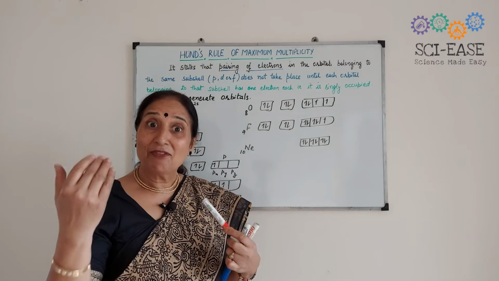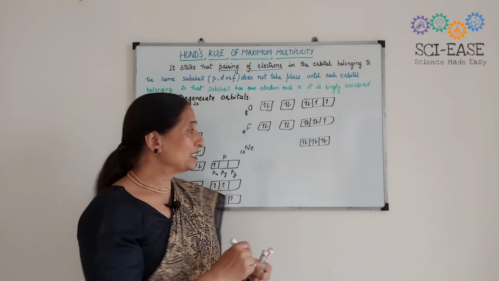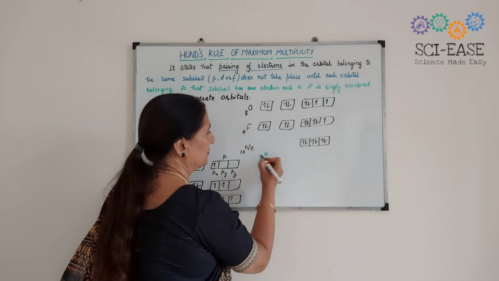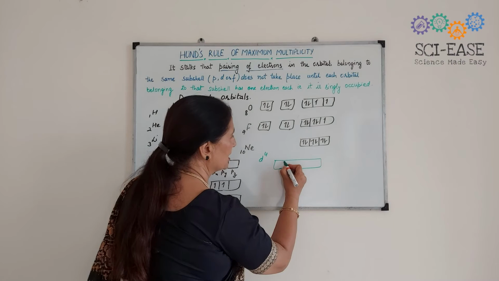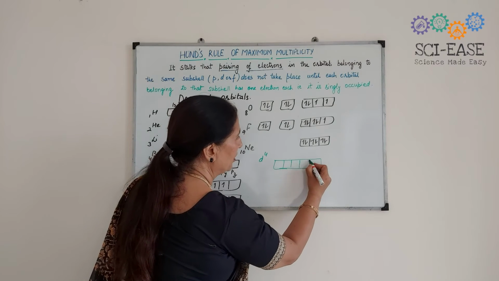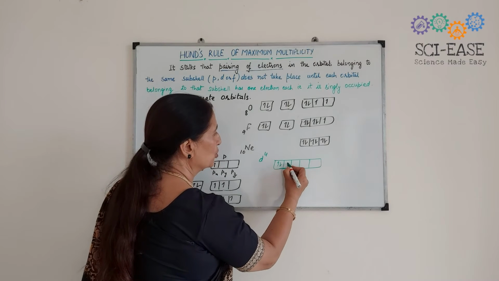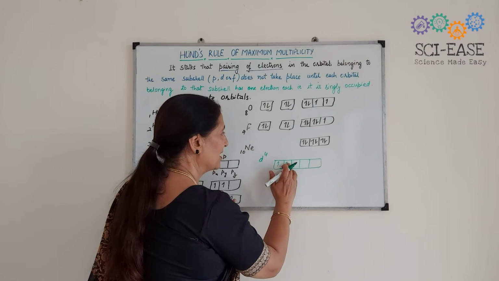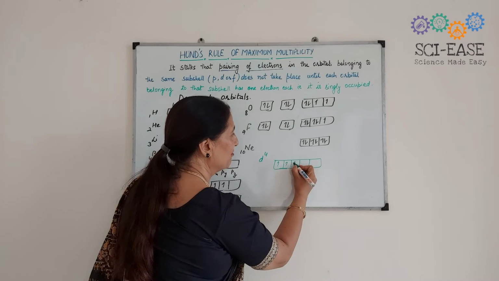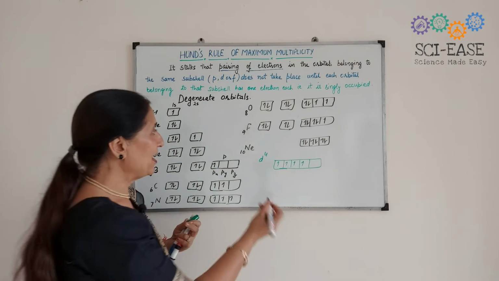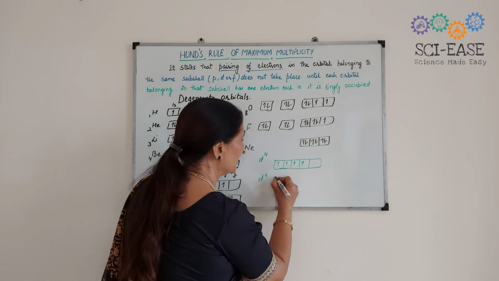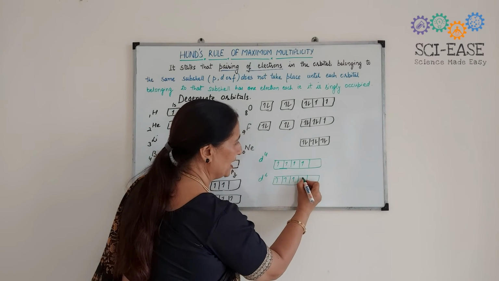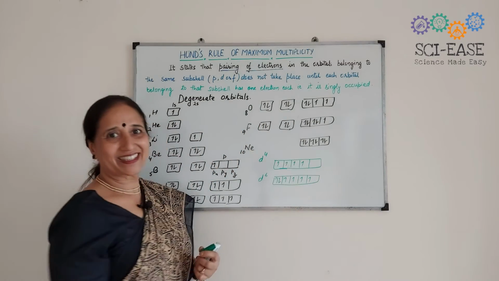And in the case of the d orbital, what is the case? Just I will tell you that if it is d4, how will you fill this d orbital? In the d subshell, there are 5 orbitals. 1, 2, 3, 4. Is it correct? No, this is wrong. First, all the orbitals of the d subshell will be singly occupied. And when it is d6, what will be the result? Then the pairing will start. 1, 2, 3, 4, 5, and then 6.